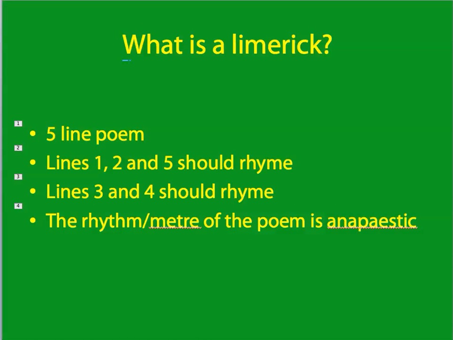So what is a limerick? Let's have a think first. Well, it is a 5-line poem. It's usually funny, or it's supposed to be funny. The first rule is that lines 1, 2 and 5 should rhyme. The second rule is that lines 3 and 4 should rhyme, the end word of each line. And then the rhythm or the meter of the poem uses something called an anapest. It's anapestic, and I'll talk about an anapest in a moment.